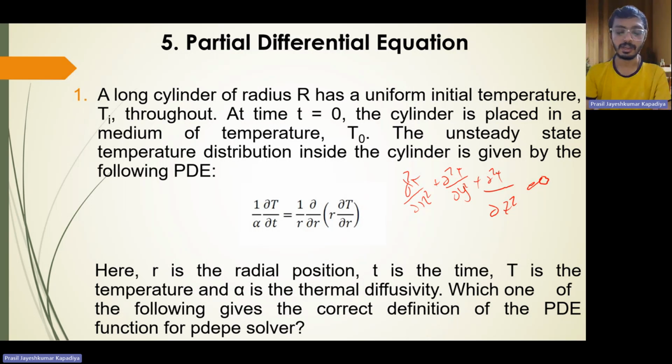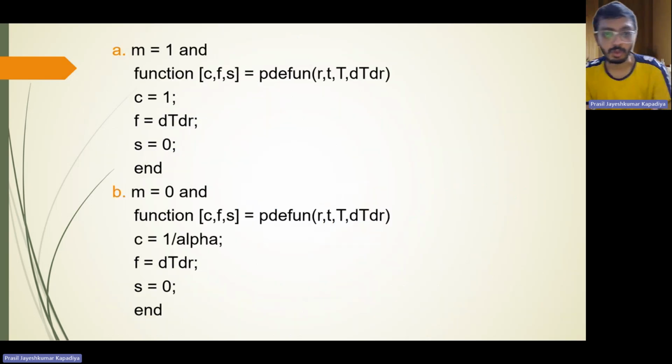So the question is, a long cylinder of radius r has a uniform initial temperature Ti throughout. At time t equal to 0, the cylinder is placed in a medium of temperature T0. The unsteady state temperature distribution inside the cylinder is given by the following PDE: 1 upon alpha dT/dt is equal to 1 upon r d/dr of r dT/dr. Here r is the radial position, t is the time, capital T is the temperature, and alpha is the thermal diffusivity. Which one of the following gives the correct definition of the PDE function for the pdepe solver?